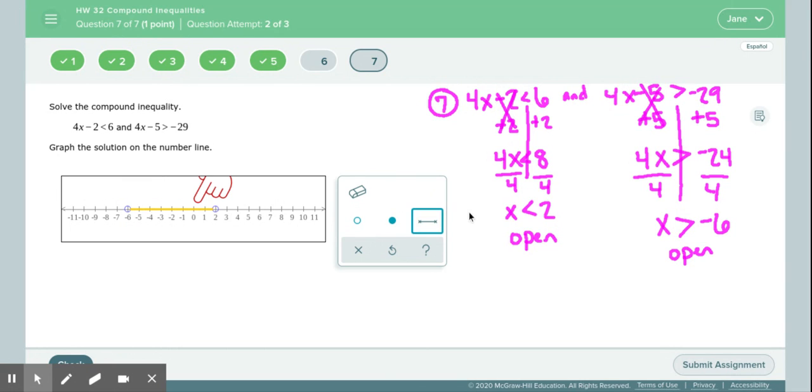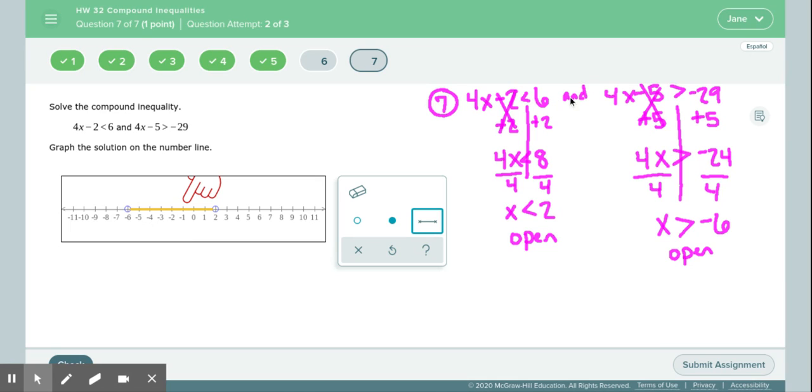And then I need to ask myself, what numbers are less than 2? So what's a number less than 2? Well, 1, 0, negative 1, and so on. So I would click on this part of the graph where I have 1, 0, negative 1, and so on. This one's telling me what numbers are greater than negative 6. So that would be negative 5, negative 4, negative 3, negative 2, negative 1, 0. Hey, that's these numbers, and I already have those highlighted.